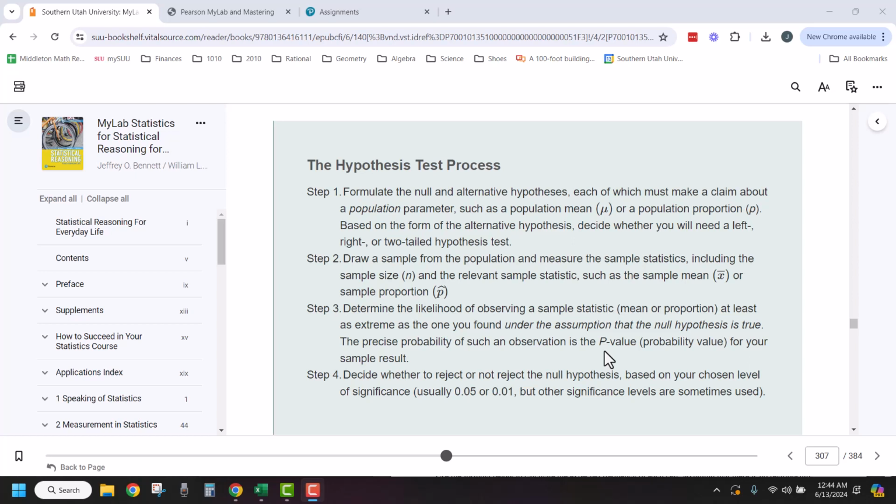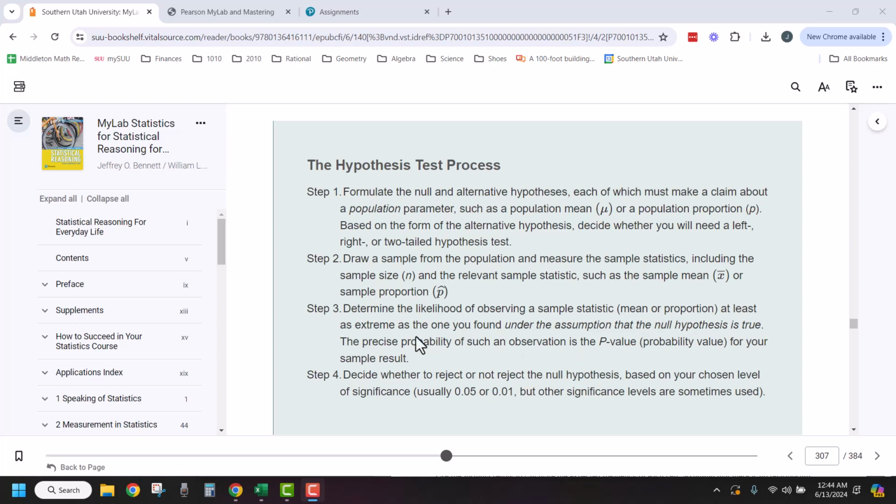And then you draw a sample from the population and measure the sample statistics because it's much more practical to take a small portion of the population and do measurements on that compared to surveying the entire population. And then you look at the likelihood of observing a sample statistic that's at least as extreme as the one you found, under the assumption that the null hypothesis is true.